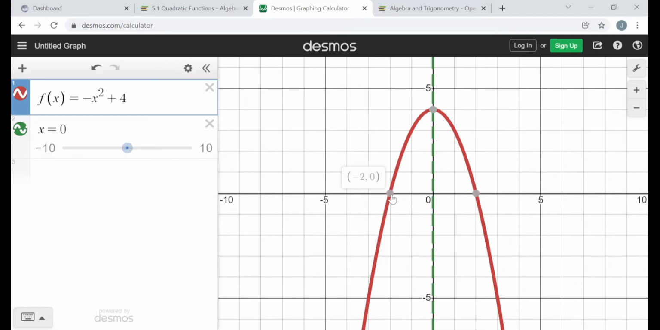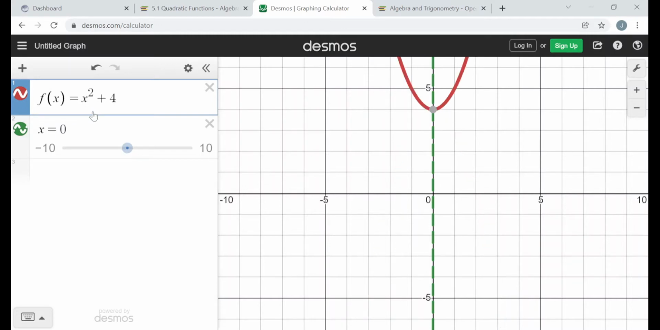Okay. Great. So I just wanted to get one example in there where the parabola opened down. And you'll notice that's when the lead coefficient, the coefficient on the x squared term, is negative. When the lead coefficient's positive, if I change this to positive x squared plus 4, it's going to open up. See, it opens up, and now there are no real roots. There are no real zeros. It doesn't cross the x-axis. So a simple change like that can change a lot of things.